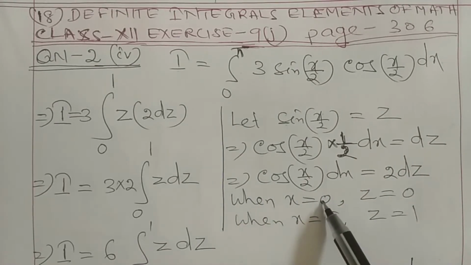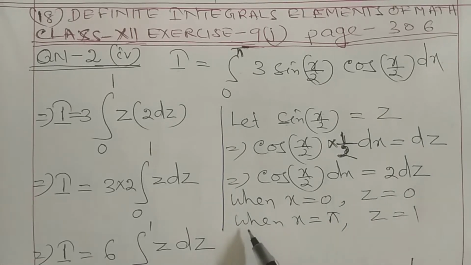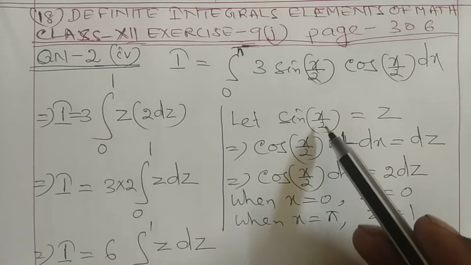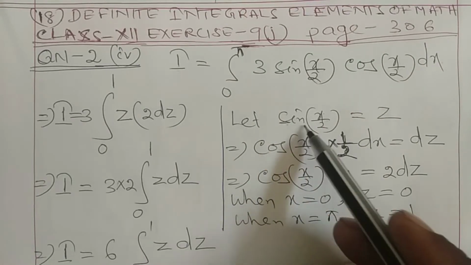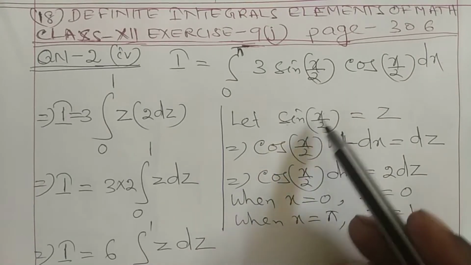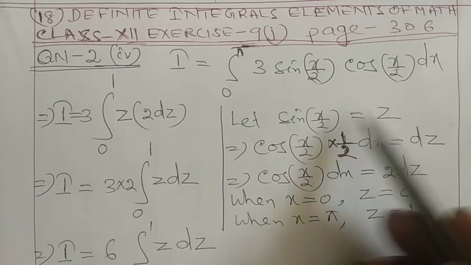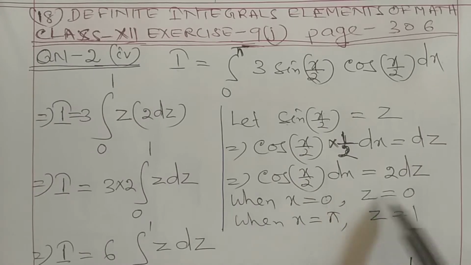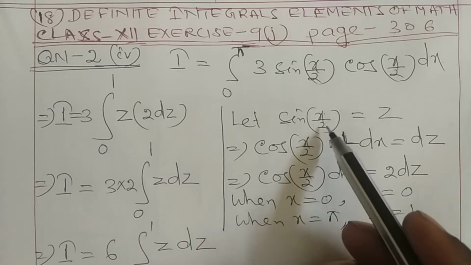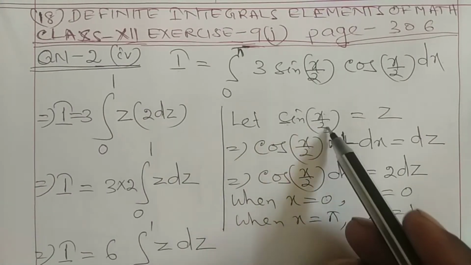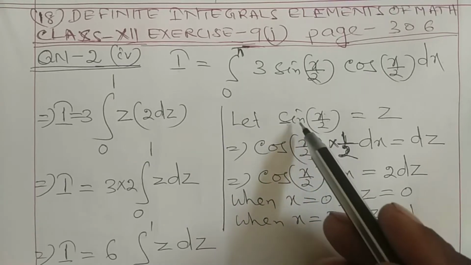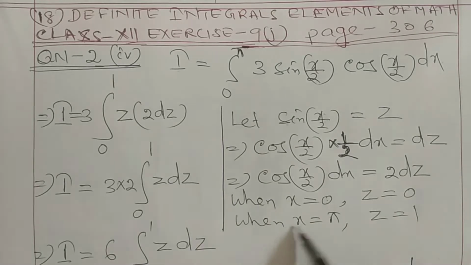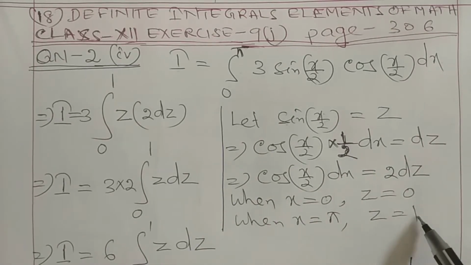When x is equal to 0, z is equal to 0, and when x is equal to pi, z is equal to 1. Again, when x is equal to 0, that is sin(0/2), that is sin 0, and sin 0 is equal to 0, so z is equal to 0. And when x is equal to pi, that is sin(pi/2), that is sin 90, and sin 90 is equal to 1. That means z is equal to 1.